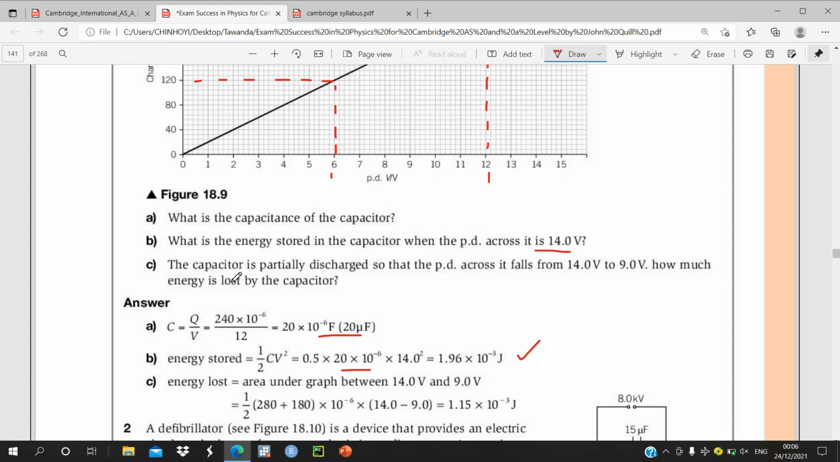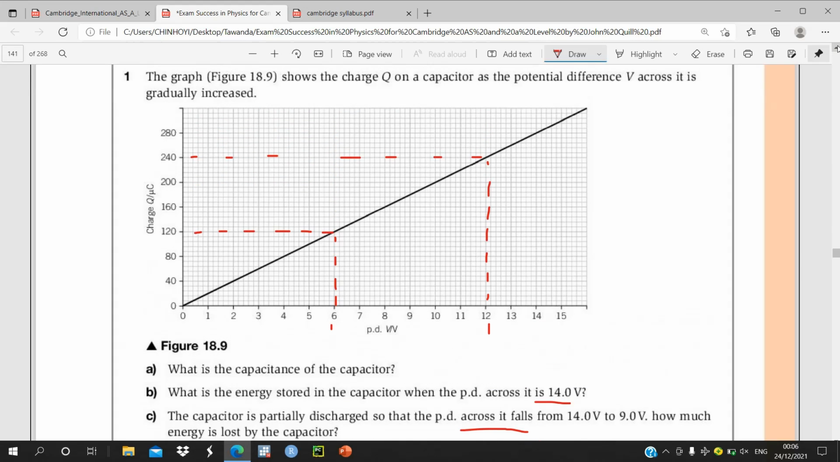Then part C now is saying the capacitor is partially discharged, so that the PD across it falls from 14 volts to 9 volts. How much energy is lost? So we are going to see if the capacitor is discharging.